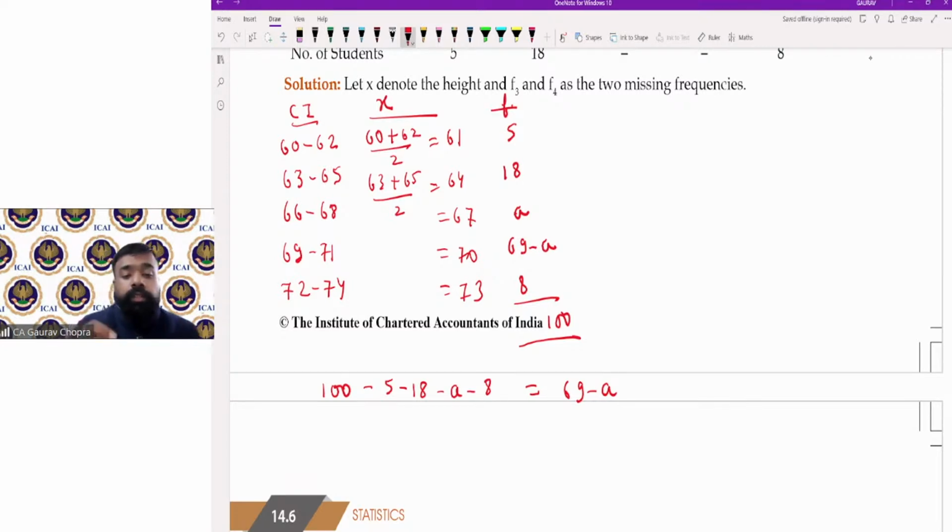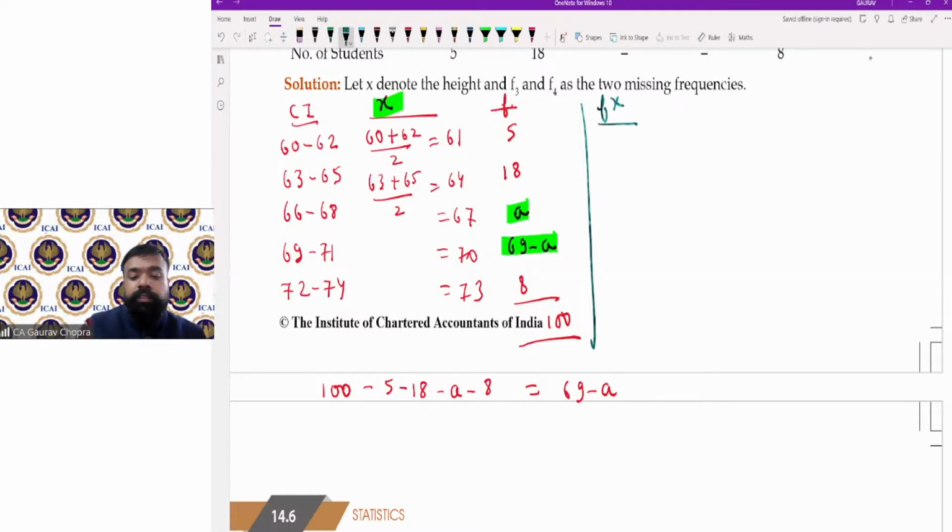First step is to calculate the mid value. The mid value we have done. After this mid value, we have assumed one figure as A, the other will become 69 minus A. Okay. Then apply the formula now. Here you have to apply the formula.